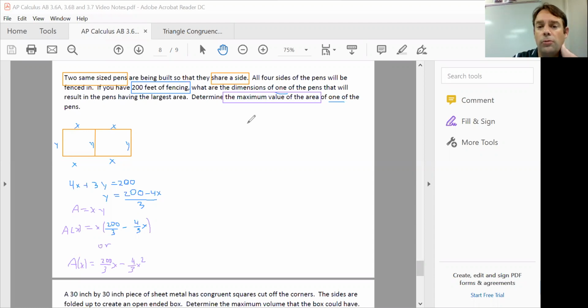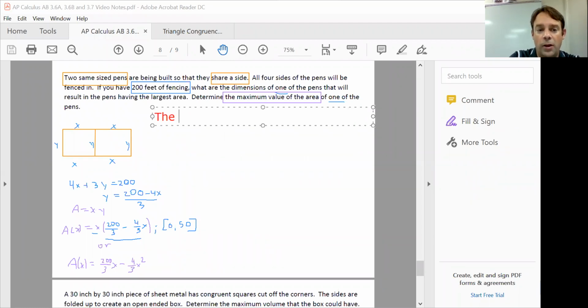And just like before, you want to make sure you get those domains. So if you set your two x-intercepts equal to 0 there, you can figure out what our domain is. So I know I'm going to be between 0 and, if I set 200 thirds minus 4/3 x equal to 0, that will give me 50. So I'm between 0 and 50. That's my closed domain. So I'm dealing with the maximum area on a closed domain. So that would make it an absolute extrema problem.